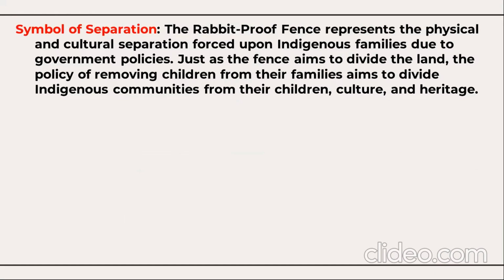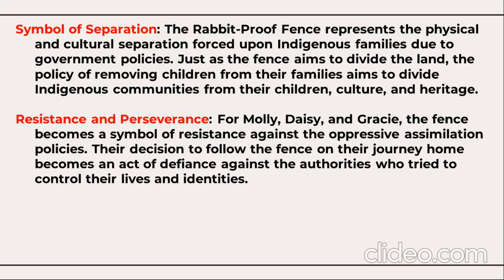The symbol of separation. The rabbit proof fence represents a physical and cultural separation forced upon indigenous families due to government policies. Just as the fence aims to divide the land, the policy of removing children from their families aims to divide indigenous communities from their children, culture, and heritage. Resistance and perseverance. For Molly, Daisy, and Gracie, the fence becomes a symbol of resistance against the oppressive assimilation policies. Their decision to follow the fence on the journey home becomes an act of defiance against the authorities who try to control their lives and identities.